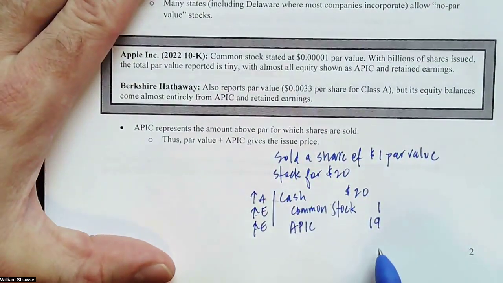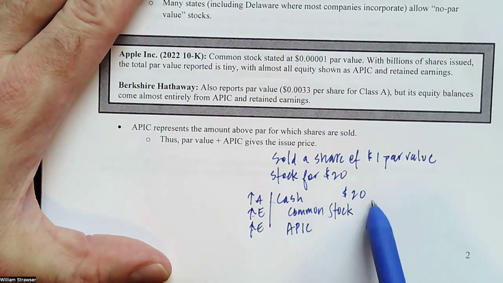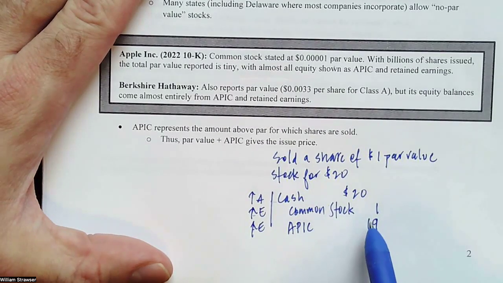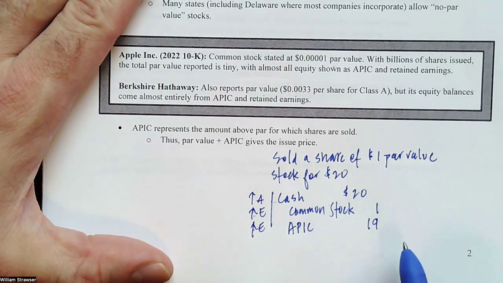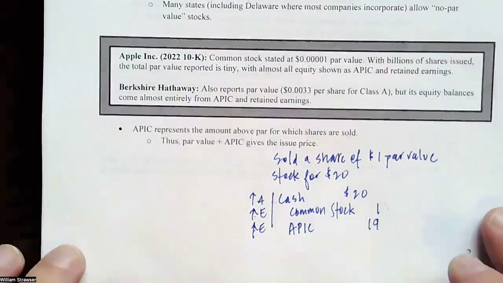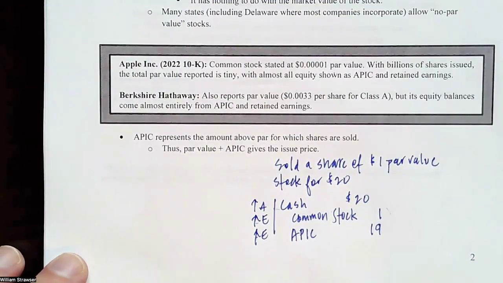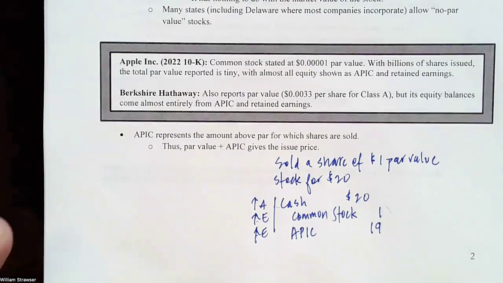In this case, this clearly shows the easiest way for me to always remember that all I have to do in order to know the amount of cash that was received from a stock issue is just take the total of the APIC account plus the total of the common stock account, and that will tell me what the stock was issued at. Now, it tells me what it was issued at when it was initially sold. That is a big piece.